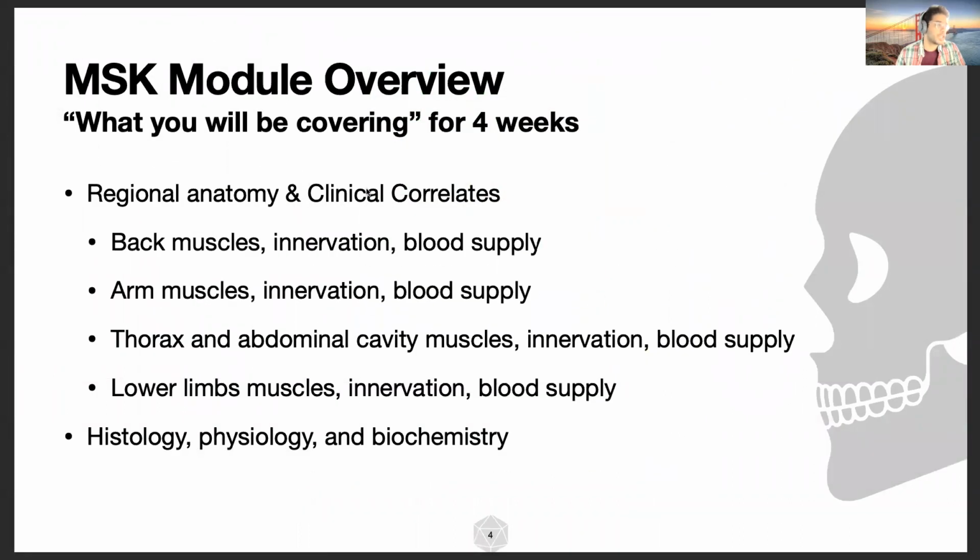So the MSK module overview. This is what you will be covering for the next 4 weeks of your life. This module can kind of get overwhelming. You're going to cover both regional anatomy as well as clinical correlates of the back, arm, thorax, abdominal cavity, as well as lower limb. So basically the entirety of the human being in the next 4 weeks.